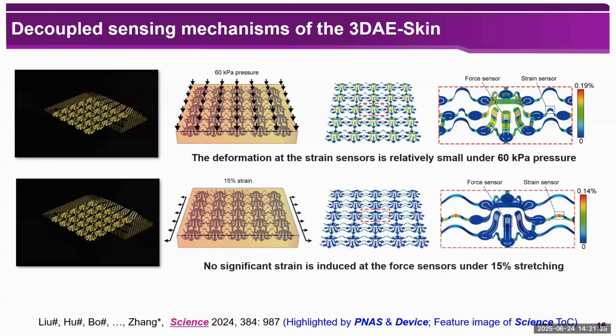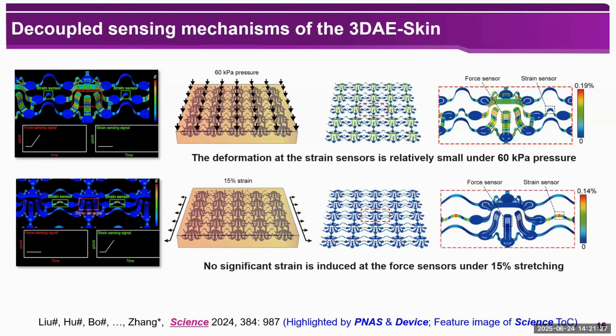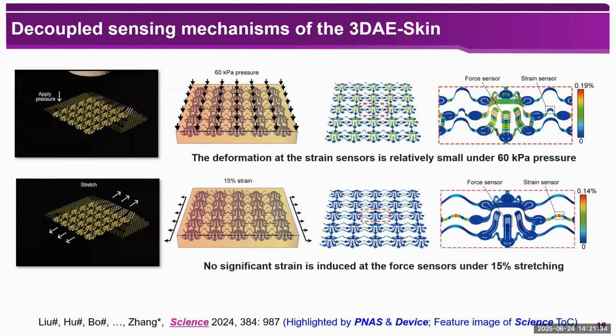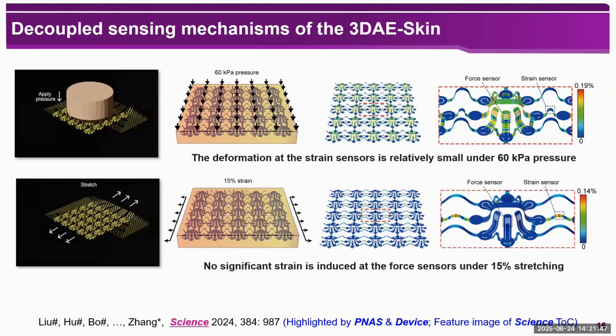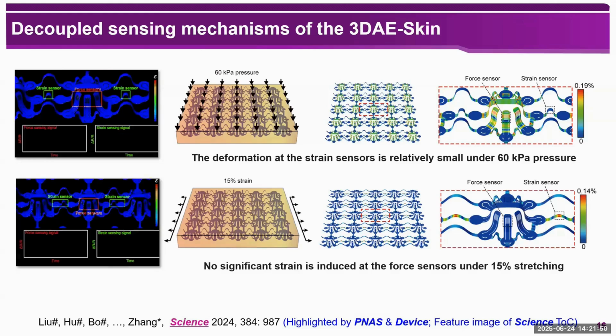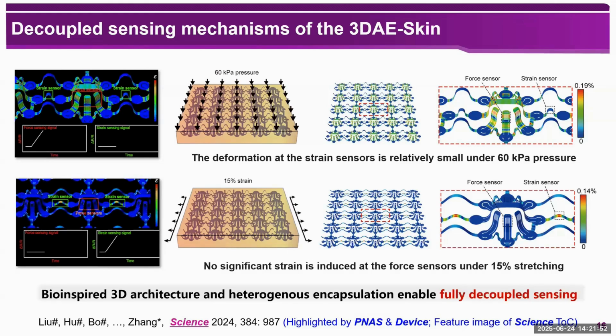Similarly, under unilateral stretching, the deformations in those force sensors are negligible because of the strain isolation of the cage metal structure. So you can see almost zero electrical outputs from those force sensors. You can only see output from those strain sensors. And also, if you apply a pure shear loading to this device, the deformations in the strain sensors are also negligible. And therefore, a fully decoupled sensing of normal force, shear force, and strain can be achieved.